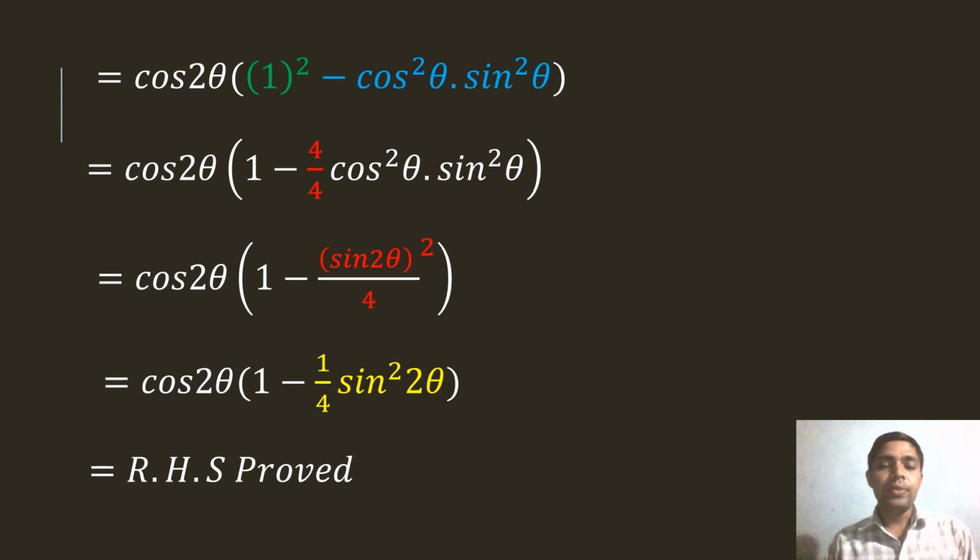Once again I will repeat: in this case, when you get a power 6 type of problem, it is better to apply the a³ ± b³ format. Then the next step is to apply a² ± b². Then the next step is to convert according to your RHS or LHS, whichever we have to prove.